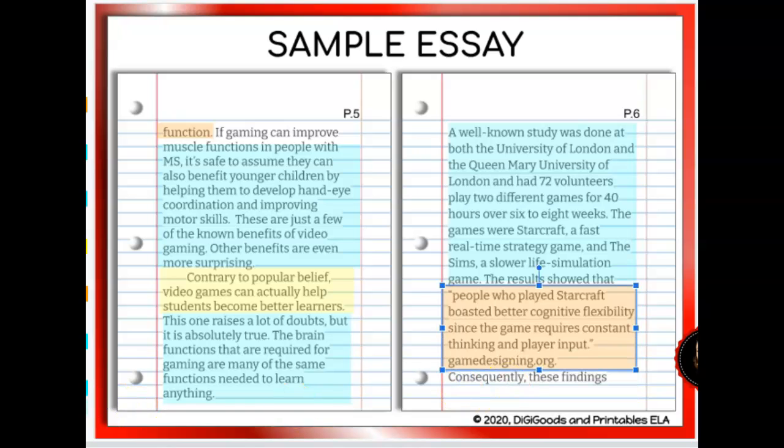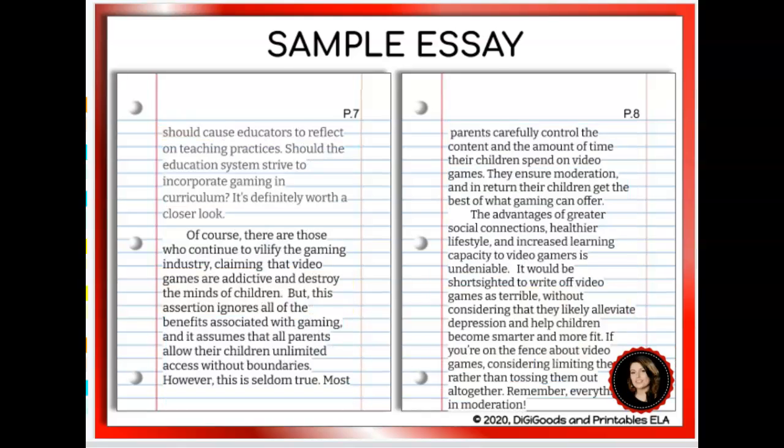Here we start with elaboration because that's me discussing it. Consequently, these findings should cause educators to reflect on teaching practices. Should the education system strive to incorporate gaming curriculum? It's definitely worth a closer look. That is all elaboration. And then into the next paragraph, we begin with a topic sentence.